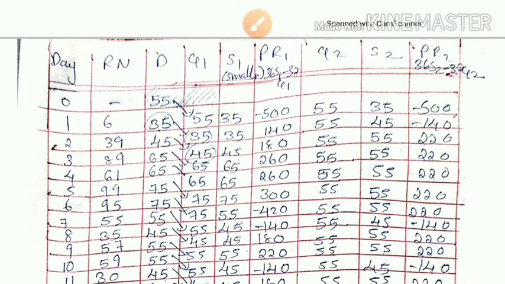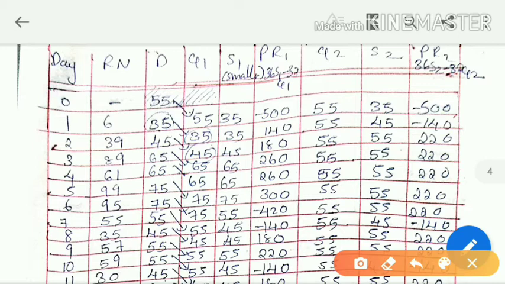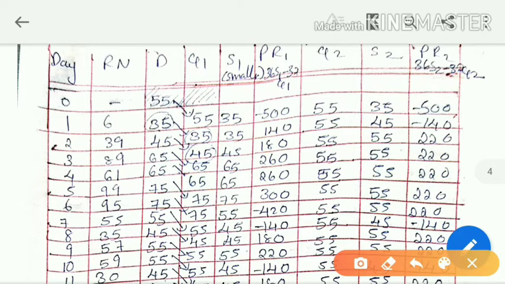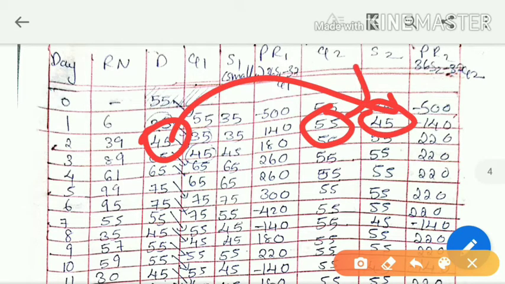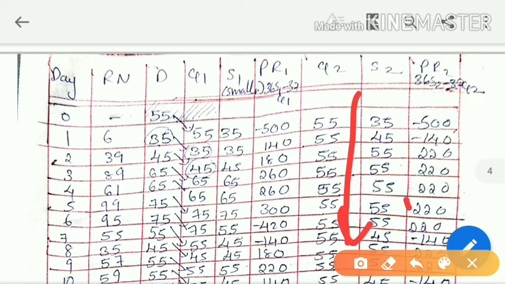Now friends, we have to find S2. To find S2, we have to find which one is smaller between D and Q2. In the first day, day 1, the smaller one is 35. Here 35, here 55. So the smaller one is 35. So we write here 35. In the same way, for day 2, the demand is 45, whereas Q2 is 55. So the smaller one is 45. So we have to write it here. So we have to complete the full column.